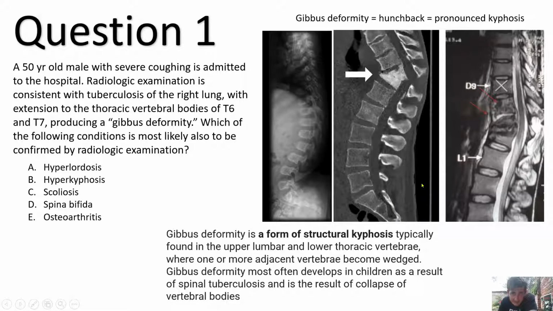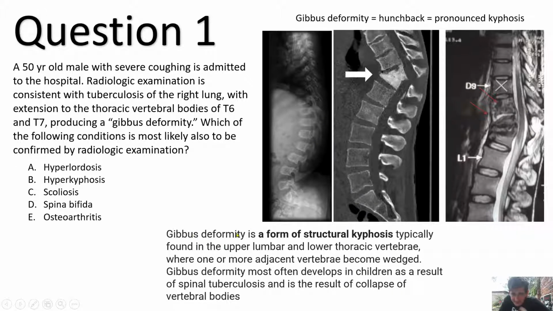So then they do this. This is x-ray, CT, MRI. Get it all done, right? So gibbous deformity. Actually, these are all different patients, I think. But gibbous deformity basically means hunchback, pronounced, my bad, it doesn't mean hunchback, but it leads to a hunchback appearance and pronounced kyphosis. So we already know the answer is hyperkyphosis, but we're not going to stop there, y'all. But we see this hunchback appearance here on the CT scan, here on the x-ray, and MRI.